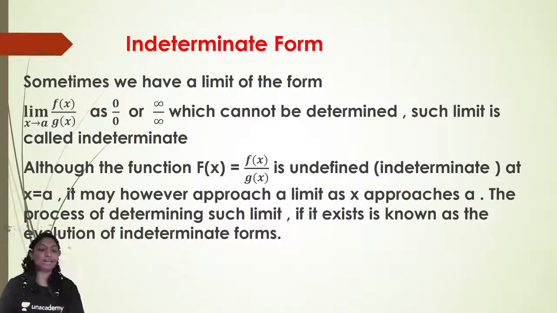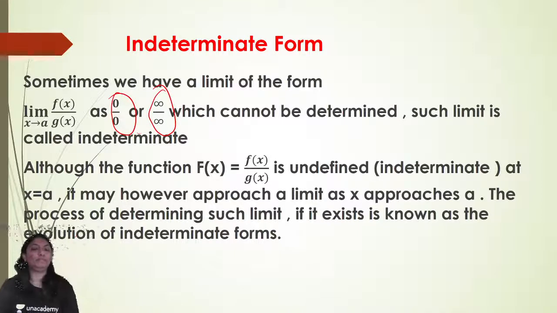Okay, now we'll start our actual topic, that is indeterminate form. Now we know that sometimes we have a limit of the form, limit as x tends to a, f of x upon g of x as 0 upon 0 or infinity upon infinity, which cannot be determined. Such a limit is called indeterminate. मतलब यहाँ पे हम लोग को ऐसे फॉर्म मिल रहा है 0 upon 0 और infinity upon infinity. This type of form is called an indeterminate form. We cannot determine the limit for that function.